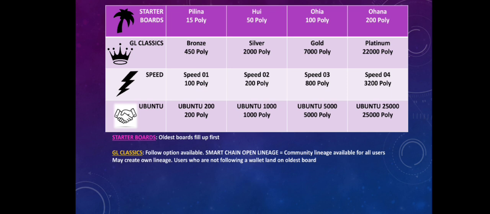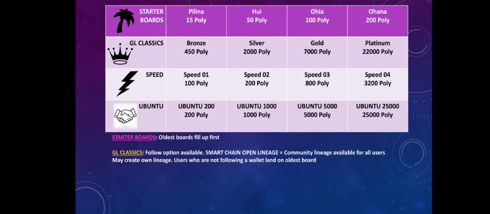The GL Classics, remember that we have a lineage in Gift of Legacy, and so on the GL Classics tier, there is a follow option. You are able to follow another wallet. The Smart Chain Open Lineage is a lineage managed by the GL Smart admin, which is a community lineage, and it is available for all participants in GL Smart. This will ensure that you are following a wallet and another wallet is following your wallet.